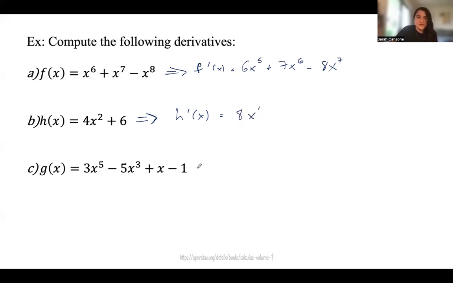All right, lastly, g of x gives us g prime of x equals... I can break it down a little bit further just so we can see it a bit clearer. We can leave the 3 out front, bring the 5 down, so times 5x to the, subtract 1 from the exponent, which is 4, minus 5 times, bring the exponent down, which is 3x to the, subtract 1 from the exponent, 2. Now x, that one looks a little bit more confusing.